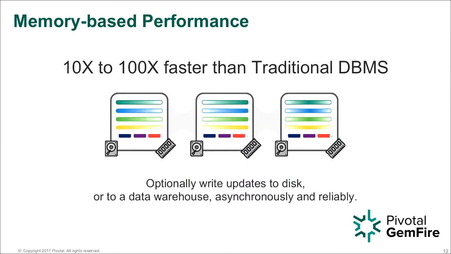GemFire can be easily configured to write to disk or a backend database, and this is usually done asynchronously to optimize performance. GemFire uses memory and peer members, other physical machines, in order to provide data durability and high availability and load balancing. This means that data updates can be guaranteed safe and recoverable in a matter of a few hundred microseconds, instead of the tens to hundreds of millis that it can take to make data updates to disk.